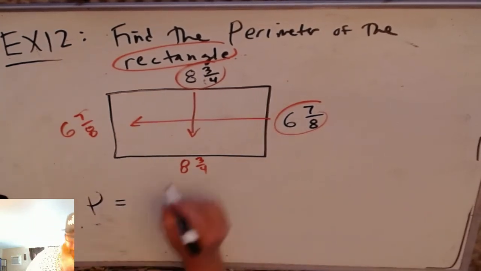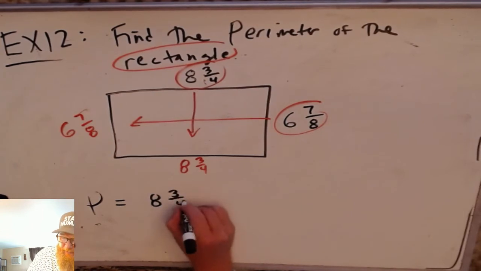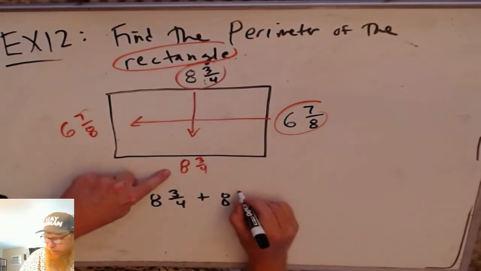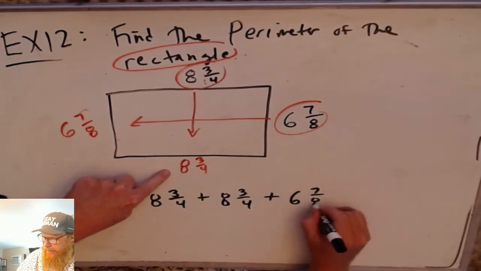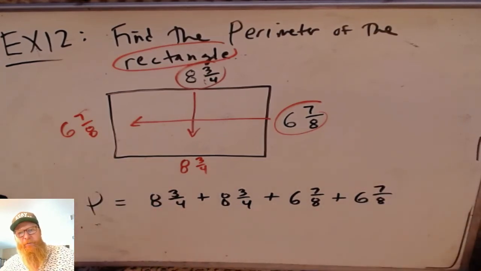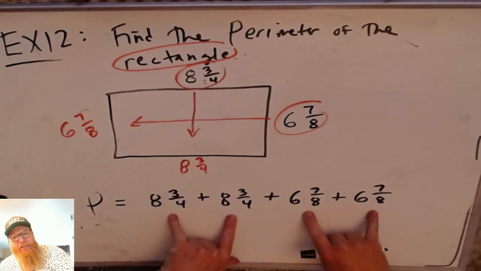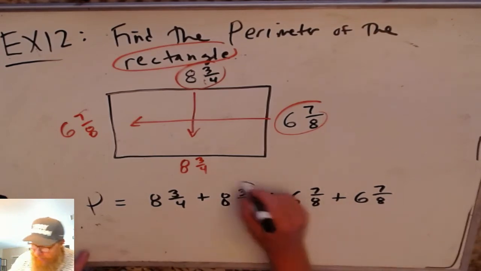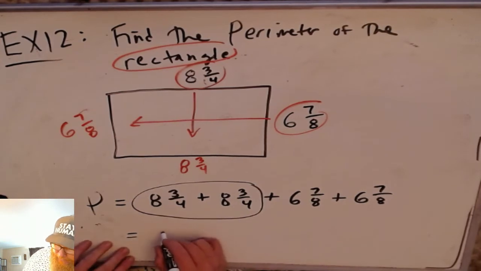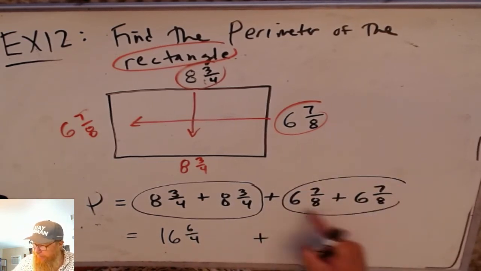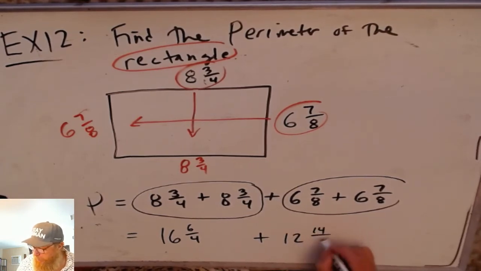So the perimeter is add up all the sides. You can just go around like this, or you can group them together. Remember, I say this a lot, addition is commutative. So you can group them in any way that you feel comfortable with. Notice why I chose this way, because they're already going to have common denominators. Yeah? These guys are already common. So that'll be 16 6/4. I'll have to simplify that in a minute. And these guys are already common. That'll be 12 14/8.